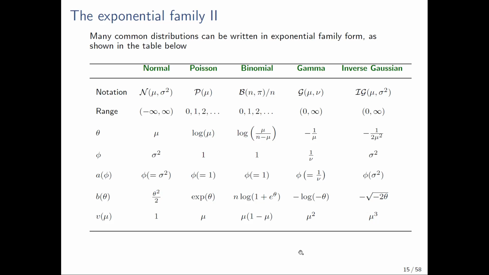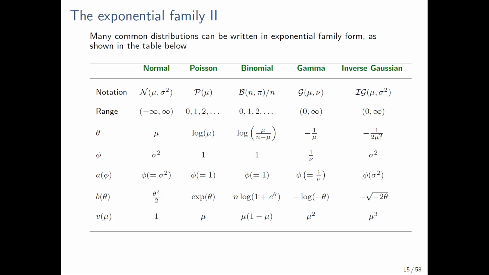So as I said, many common distributions can be written in exponential family form, and the table shows how that can be done. It breaks down all the components for the normal, the Poisson distribution, the binomial, the gamma, and the inverse Gaussian. Now reading across the rows, the first row gives the notation and the range of the response, then the canonical parameter theta.